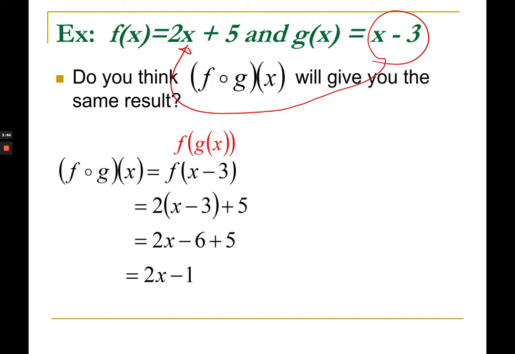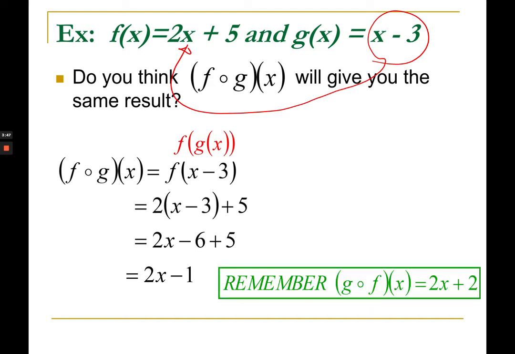Do you remember your g composed with f of x? The answer is 2x plus 2. Therefore, switching f and g, or two functions, switching places, they will have a different result. They are not the same result. So, meaning to say, switching the two function places will not have the same result. It is possible that they have the same result, but as shown here, probably most of the time they will not have the same result.